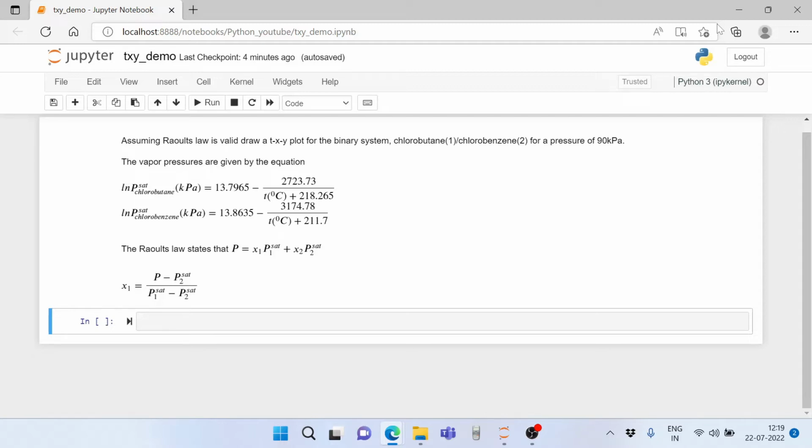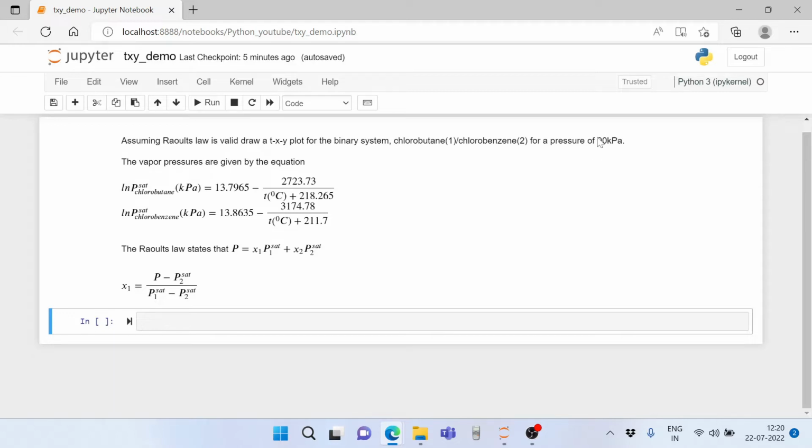So ln P sat of chlorobutane is equal to A minus B upon T plus C, where the values of A, B, and C are written. Similarly, we have the Antoine's equation for chlorobenzene too. And the system, as indicated earlier, follows Raoult's law. So for Raoult's law, we have P is equal to x1 P1 sat plus x2 P2 sat, which we can rearrange to write x1 is equal to (P minus P2 sat) divided by (P1 sat minus P2 sat), knowing that x2 is nothing but 1 minus x1.